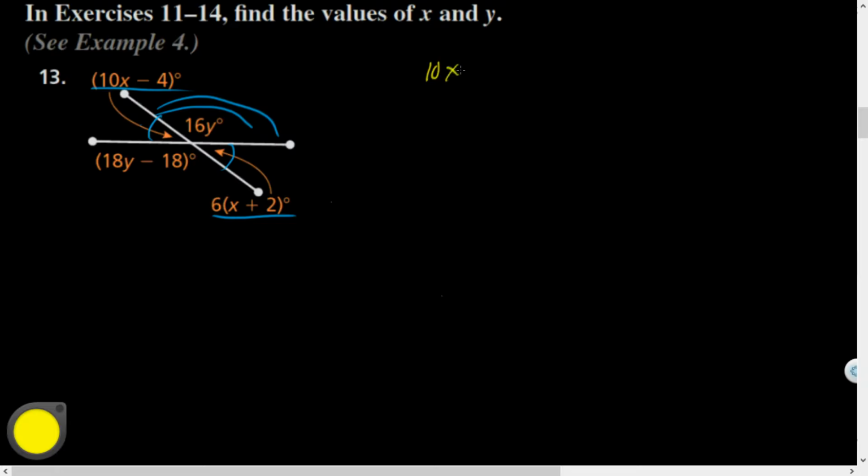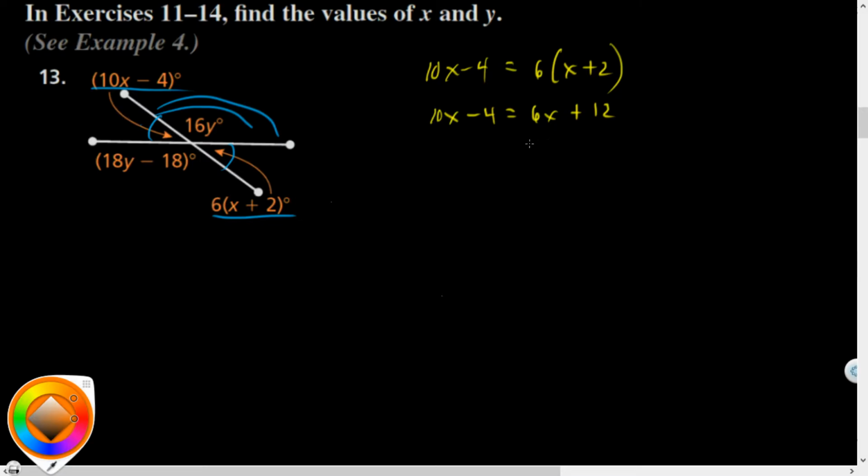So I'm going to say 10x minus 4 is equal to 6(x plus 2). And basically that's vertical angles theorem, def of Cong, transitive property. And then I could distribute and solve. So 10x minus 4 equals 6x plus 12. There's a problem like this on the test tomorrow, by the way. Good times. Subtract 6x. Fortunately, most of it is that the geometry shows up in step 1, and then the rest is just good old algebra.